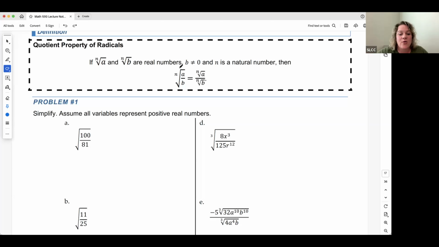Sometimes going backwards is most helpful. Put everything under that radical, simplify, and then take it out of the radical. Let's see what I mean with a few examples.